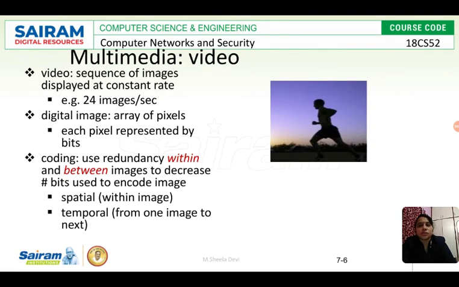The next format of data is video format. So what is video? If you take a video, it is nothing but a sequence of images. If a collection of images is displayed at a constant rate, then a video is formed, and we can see that data in the form of video. For example, if you take 24 images per second and display all 24 images in sequence each second, it will be reproduced as video. A digital image can be represented with the help of an array of pixels, each pixel represented by bits.